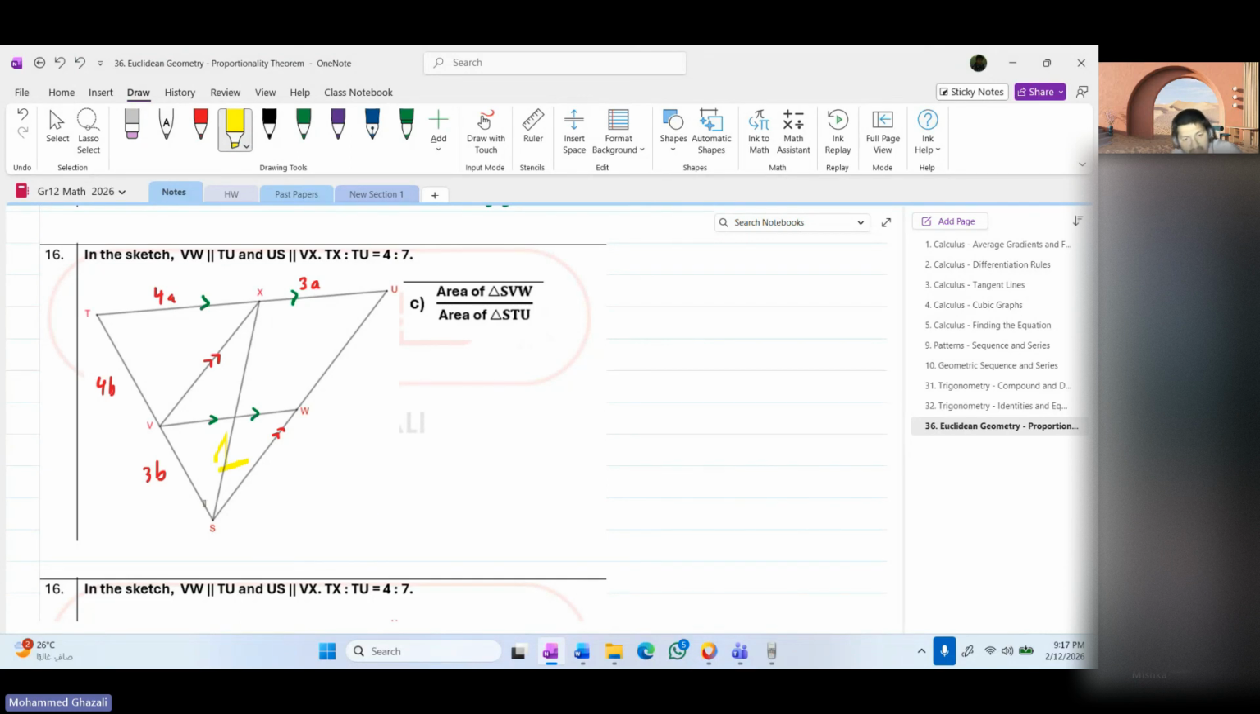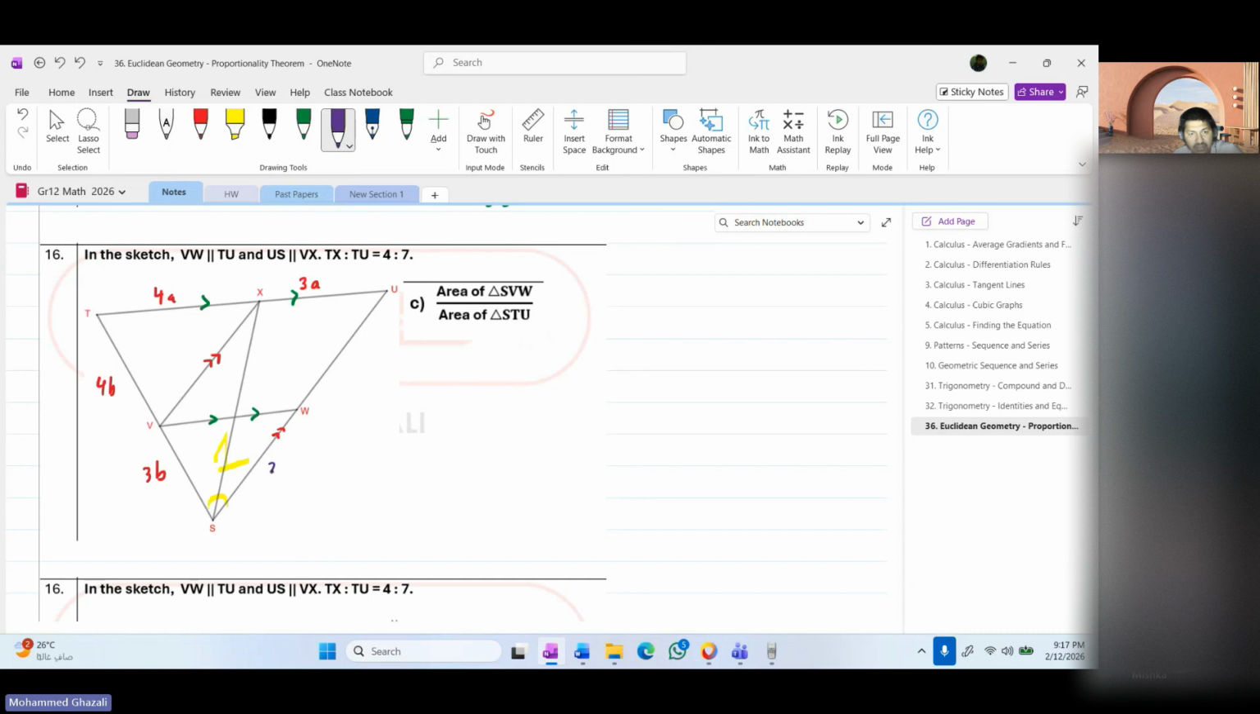So it has a common angle, not a common altitude. What I mean, nothing in common as in it doesn't have a common height. Sorry, it doesn't have a common altitude. It has a common vertex, in other words, a common angle. But we got a problem because we don't have SW and VU.